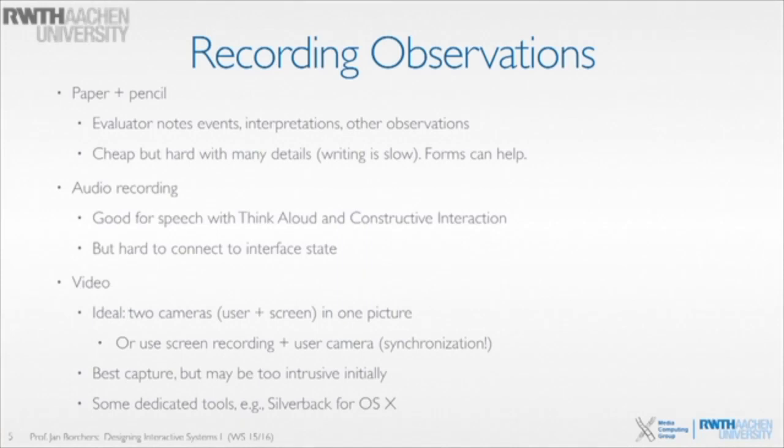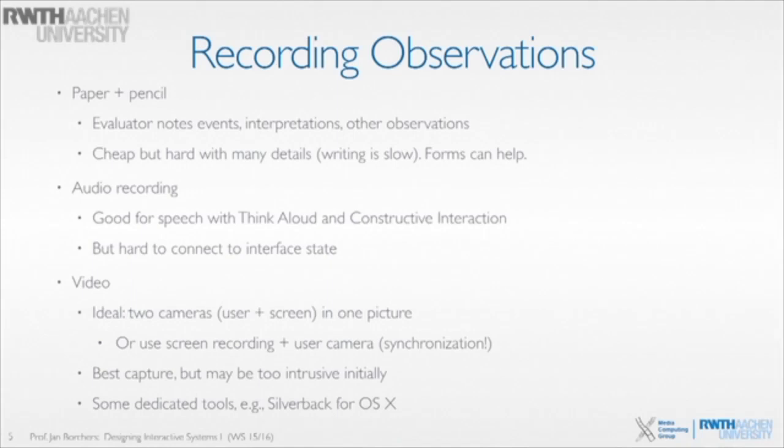You write down what your interpretations of what you're observing are. So you see the user trying to click a button that's grayed out. You make a note: seems like it's not clear what kind of options are disabled in the system. Those kinds of things. That's cheap, paper, pencil. But it's hard to do, especially in real time, with trying to capture many details. Because writing is just slow, compared to what's happening in the real world. You'll quickly find yourself falling behind in trying to capture all that's going on.